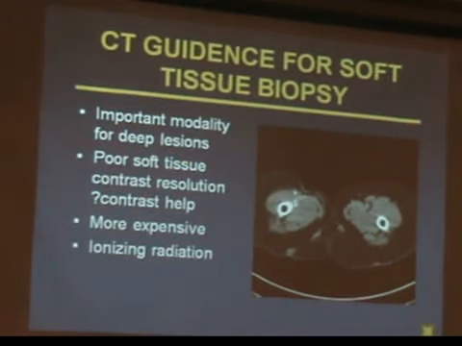The soft tissue contrast resolution is not that great, because when you're dealing with a mass, most of the time it's surrounded by muscle, and their density is very similar, so it's very difficult to separate them. It's much more expensive and obviously involves ionizing radiation, which has become an important topic in recent years to try and limit the amount of radiation patients are exposed to.